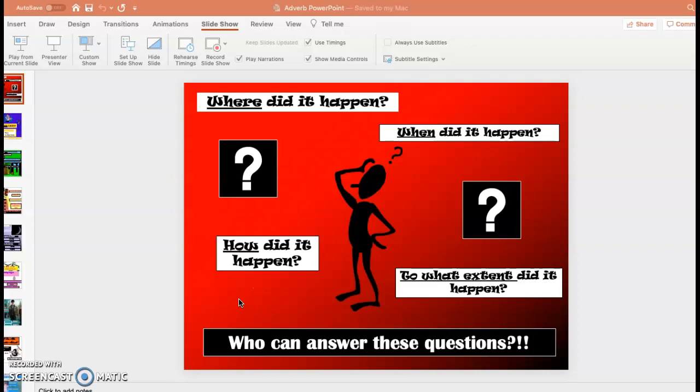Alrighty, here we go, 7th grade. We are continuing with some grammar today. This is Wednesday of week 5, quarter 2. We're going to continue and really focus in on adverbs today.